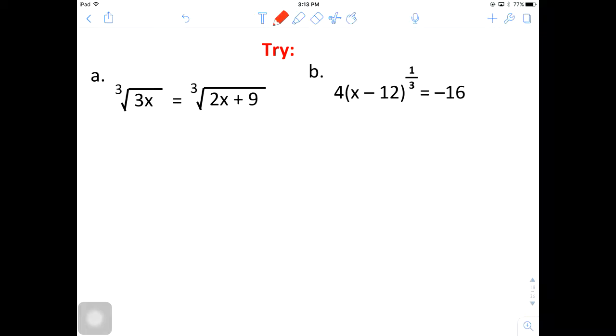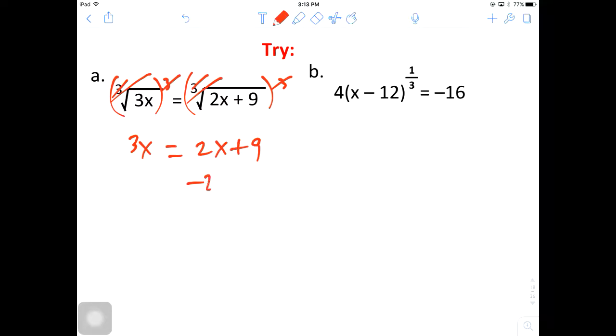Hopefully you've had a chance to try the problem. So here we are. We're going to take the cube of both sides to undo those cube roots, right? And so we got 3x equals 2x plus 9, and then subtract 2x, and right away we'll have x equals 9 as an answer. Did you get it right?